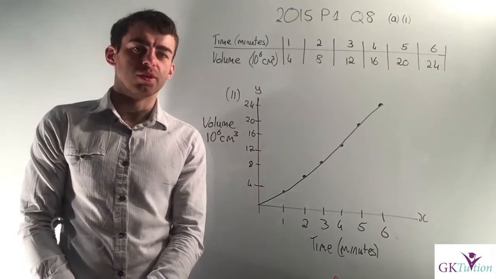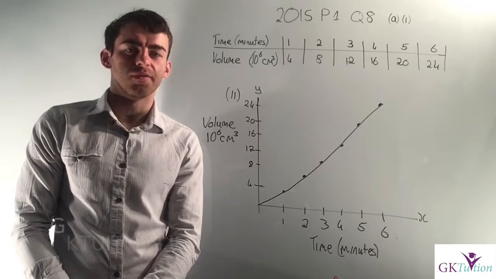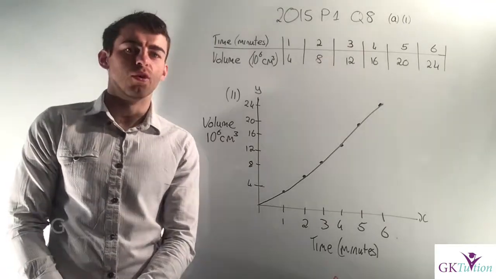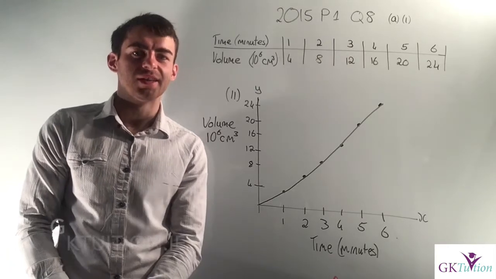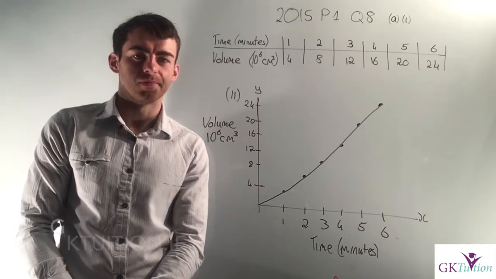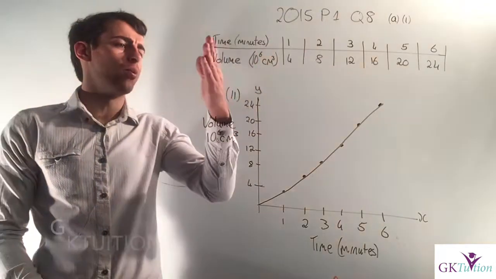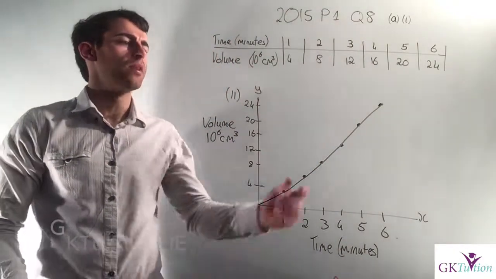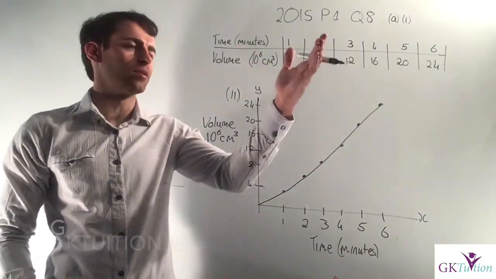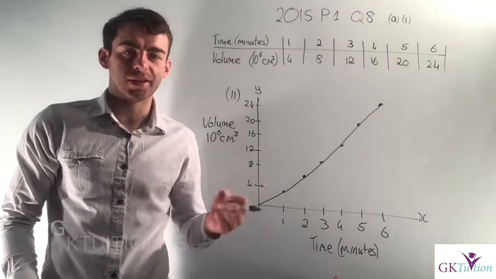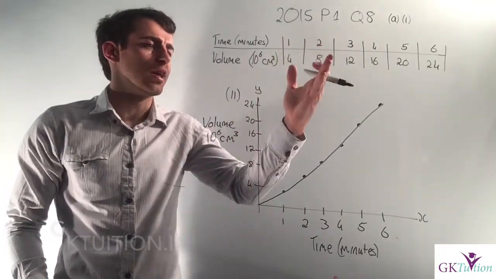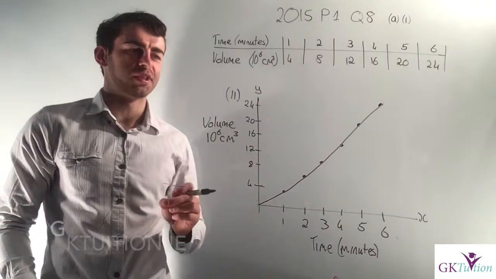In this question we're told that an oil spill occurs off the coast and that the oil is spilling into the water at a rate of 4 by 10 to the power of 6 centimeters cubed per minute. So for A part 1 I just need to fill in my table. They started off by giving me the first value, so if it's going in at 4 by 10 to the power 6 per minute, then obviously after 2 minutes the volume is 8 by 10 to the power 6.